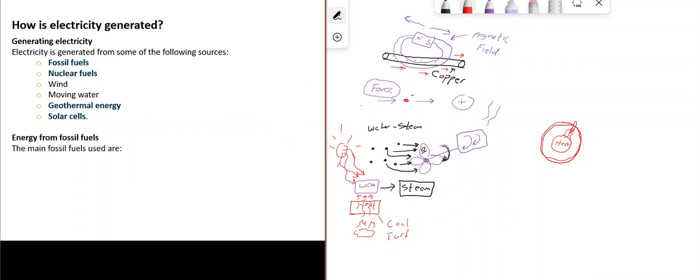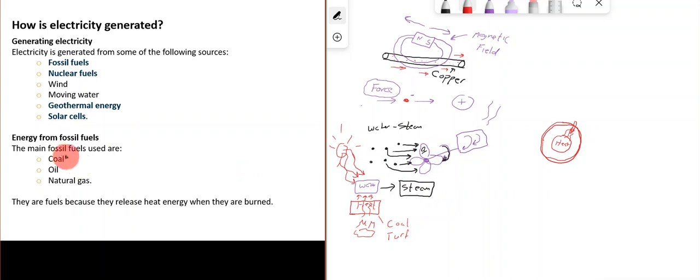And then energy from fossil fuels. The main fossil fuels that we burn, for example, to generate our electricity, are coal, oil, and natural gas. These are the main kinds of fossil fuels that we use. They're fossil fuels because they release heat energy when they're burned. So if you burn coal, it releases heat energy, and that heat energy can be used to boil water, turn it into steam, and turn a turbine.